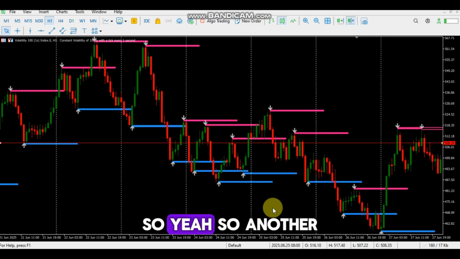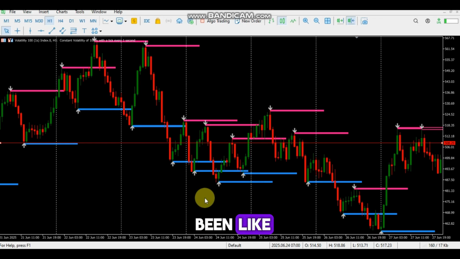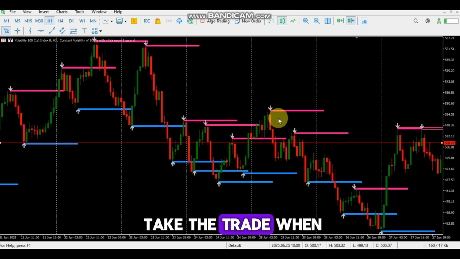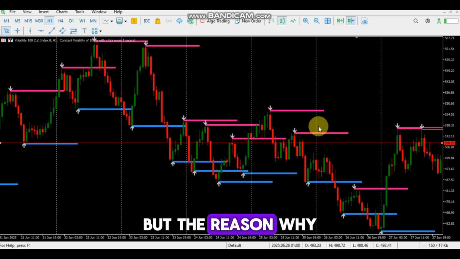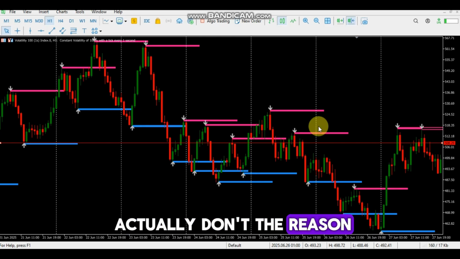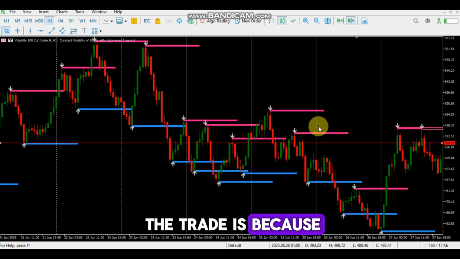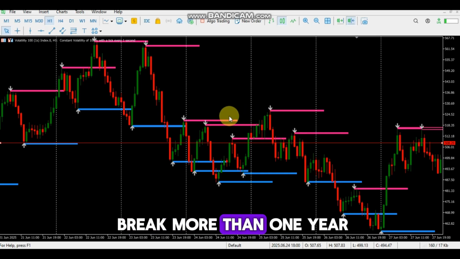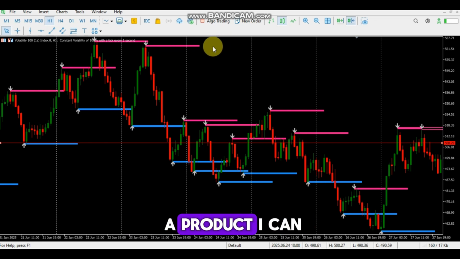So yeah, another thing there is, some people would ask, why don't I take the trade when it comes there? The reason why I can't take the trade is because it hasn't broken more than 1 year. Assuming it comes up, this is the previous one I'll be looking for before I can buy.